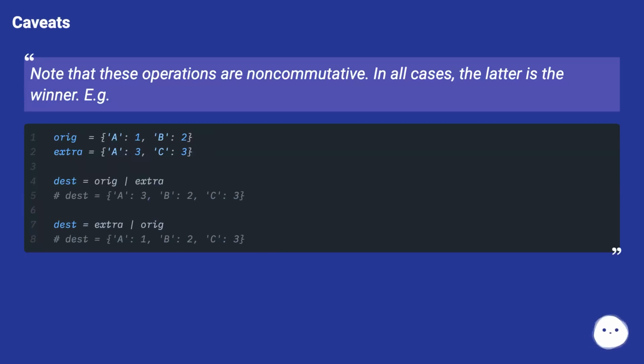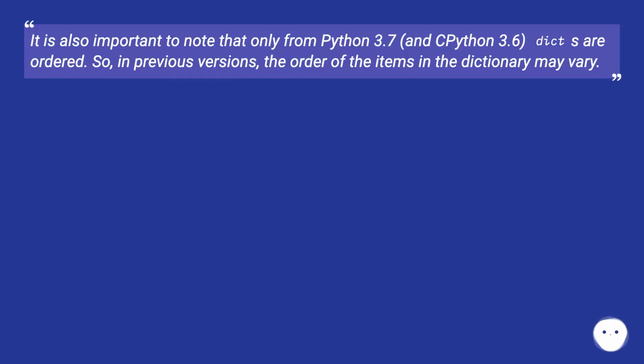Caveats. Note that these operations are non-commutative. In all cases, the latter is the winner. For example, it is also important to note that only from Python 3.7 and Python 3.6, dicts are ordered. So, in previous versions, the order of the items in the dictionary may vary.